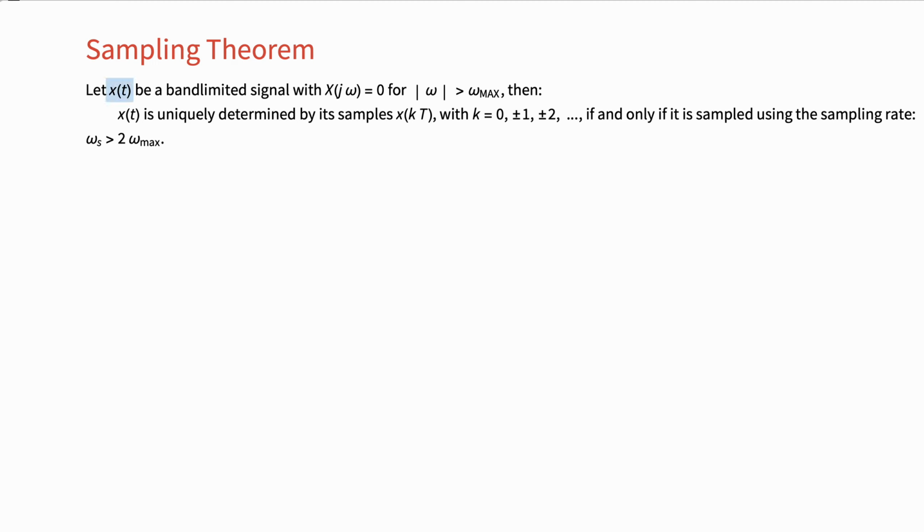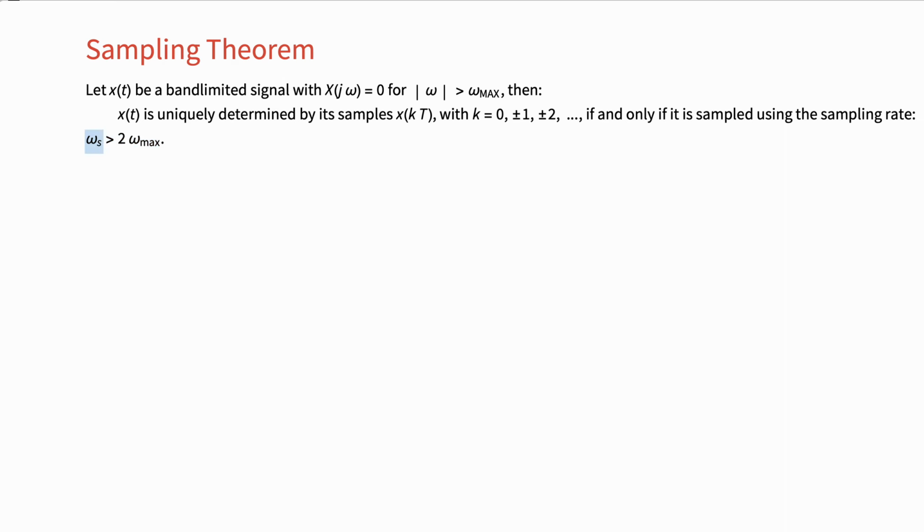Given a band-limited signal x(t), where the Fourier transform of signal x(t) is equal to 0 for frequencies larger than some omega max and smaller than minus omega max, the Shannon sampling theorem states that the signal x(t) is uniquely determined by its samples x(kT) if and only if it is sampled at a sampling rate omega s greater than twice the highest frequency of the continuous time signal, or the omega max.